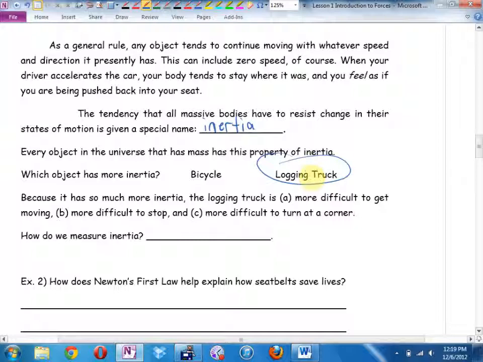How do we measure inertia? Mass. Kilograms. And again, technically I'm wrong. But right now, the best measure we have for inertia is the amount of mass an object has, and we measure the amount of mass in kilograms.